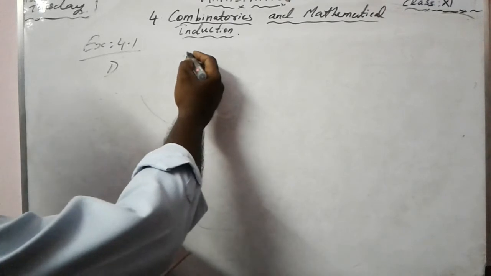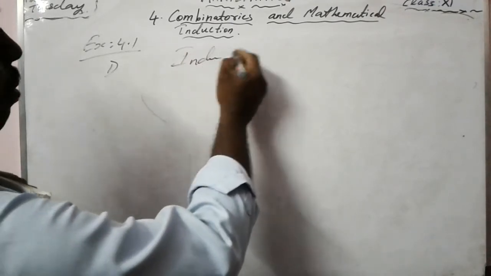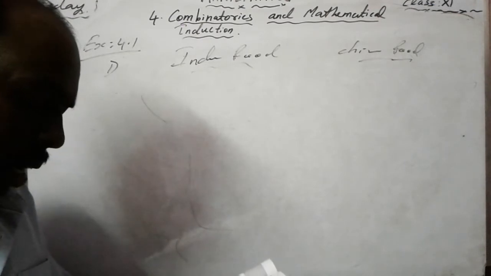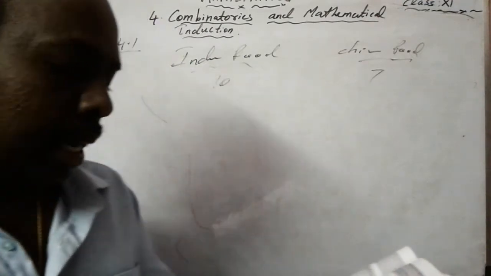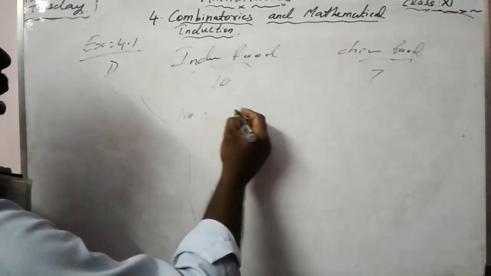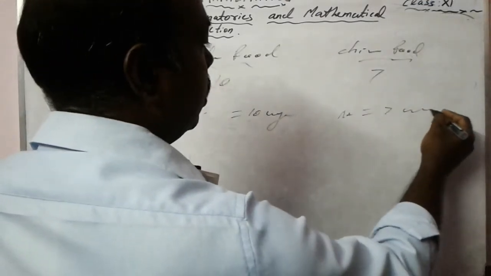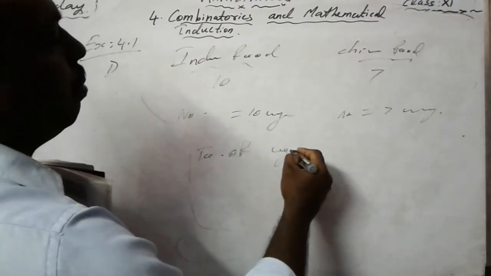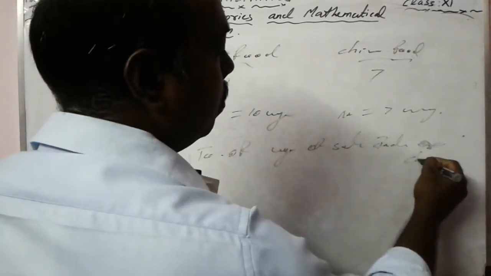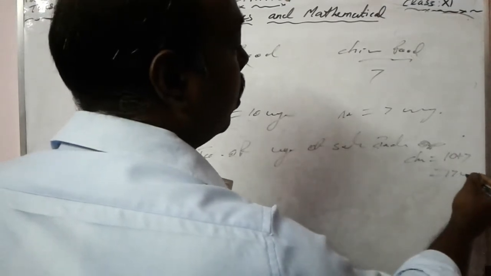So there are Indian food and Chinese food. How many Indian foods are there? The person saw 10 Indian and 7 Chinese food items. In how many ways can the person select either an Indian or a Chinese food? The number of ways of selecting Indian food equals 10 ways. The number of ways of selecting Chinese food equals 7 ways. Therefore, the total number of ways of selecting either Indian food or Chinese food equals 10 plus 7, that is equal to 17 ways.